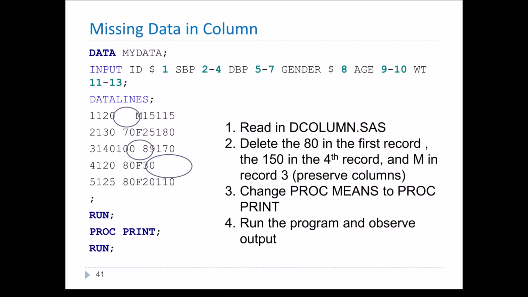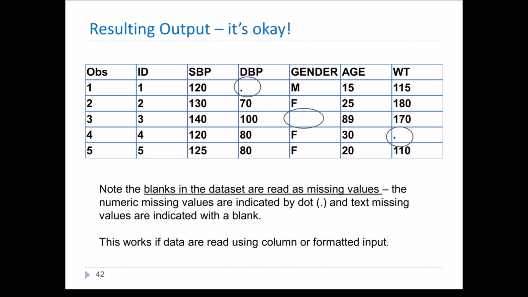I also changed proc means to proc print at the end so that we could see the output of this program. The result is okay. It read it correctly. As we know, in the column method, blank values are okay as we read them in, so SAS was able to correctly read in this data set.